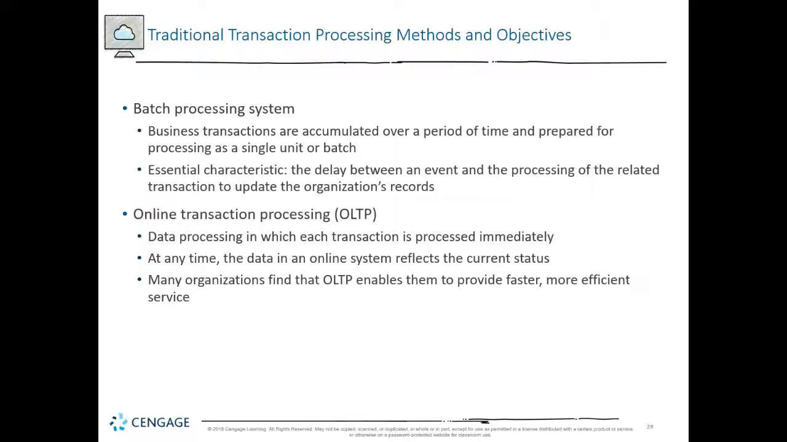Traditional transaction processing methods and objectives. Batch processing systems: business transactions are accumulated over a period of time and prepared for processing as a single unit, or batch. An essential characteristic is the delay between an event and the processing of the related transaction to update the organizational records. Online transaction processing (OLTP): data processing in which each transaction is processed immediately, and at any time the data is online, the system reflects the current status. Many organizations find that OLTP enables them to provide faster, more efficient service.